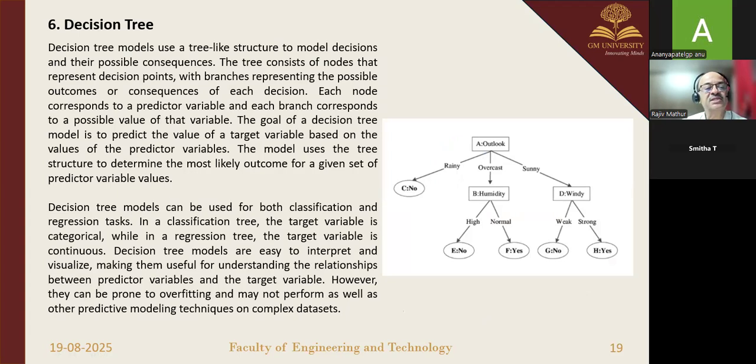Then the sixth one is decision tree. Decision tree models use a tree-like structure, as you can see in the picture on the right side. The tree consists of nodes represented by decision points, with branches representing the possible outcomes or consequences of each decision that is made. Each node corresponds to a predictor variable, and each branch corresponds to a possible value of that variable.